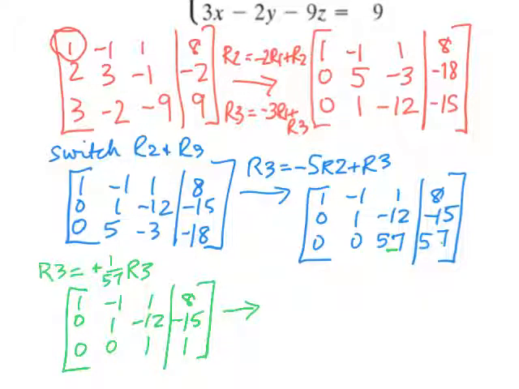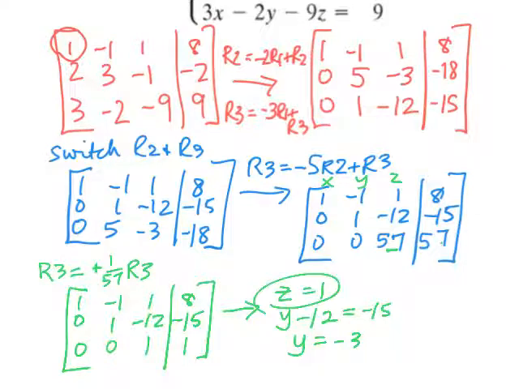We end up with, remember this was x, y, z. So z equals 1. And then we have y minus 12z, which is 1, equals -15. So when you add 12, you get y is -3. So we found 2 variables. And the last one, you just have to plug in.